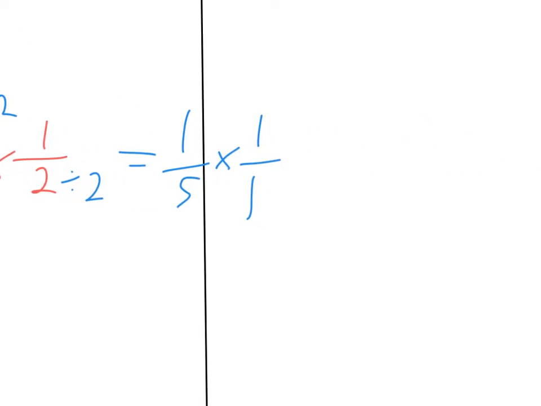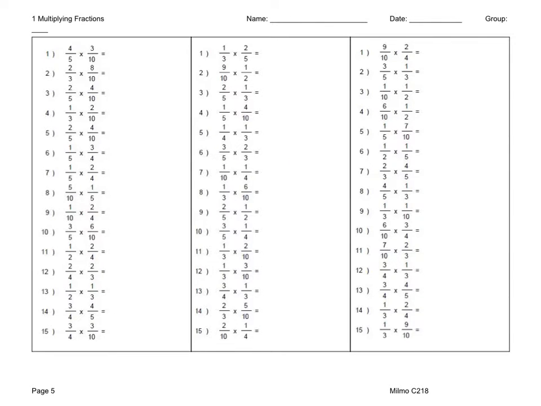And what we're going to be doing, we're going to multiply across. What's 1 times 1? 1. And what's 5 times 1? 5. 5. Can we simplify that? No. No? Okay. Work on one more, and then after that, if you want to do it on your own, you can do it on your own, okay?